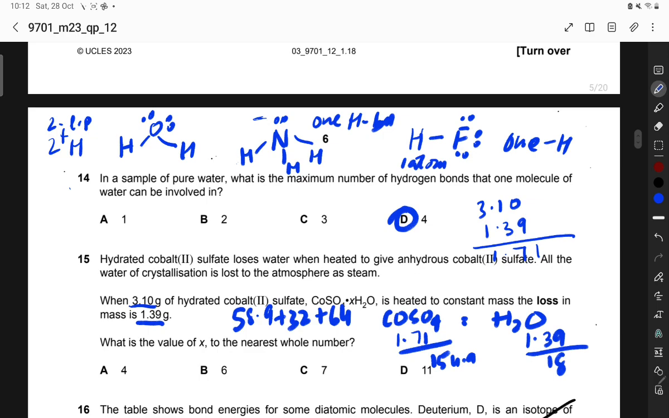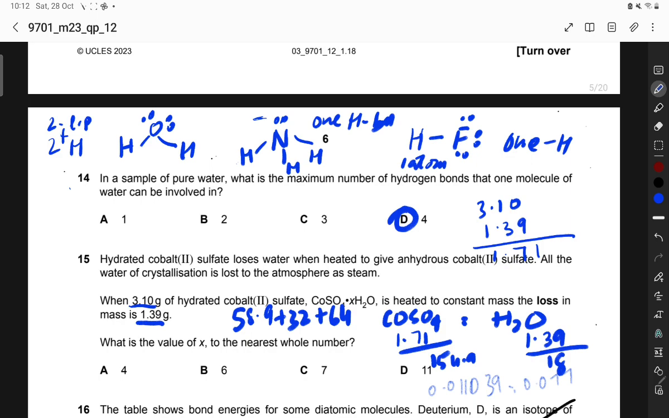So 151.71 divided by 154.9 is equal to 0.011103, and this is equal to 1.39 divided by 18, which is equal to 0.077.